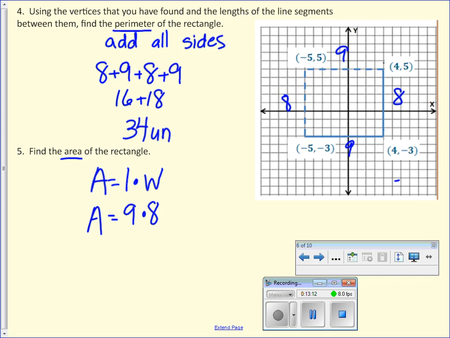Now look how I wrote number 5 with the formula first. You must do that. The second line, you replace the letters with the numbers. Third line, area equals 72, and how do we label area? Units squared. Are there any questions on 4 or 5? Yes. Yep, length times width. So area equals 72 units squared. Any questions on that?